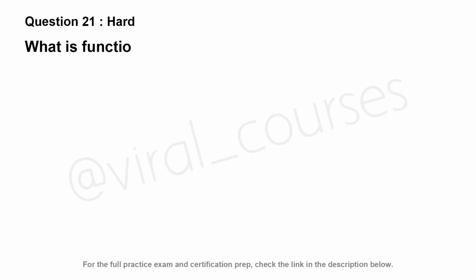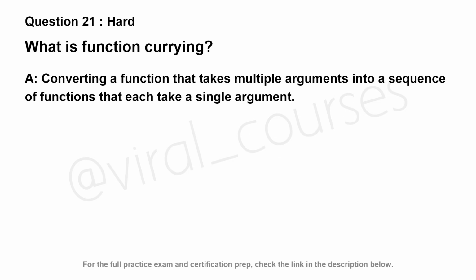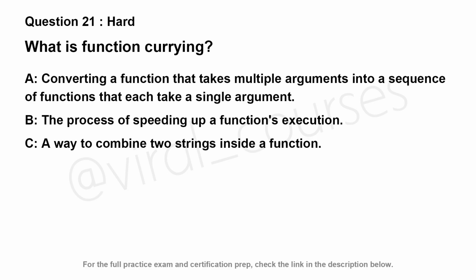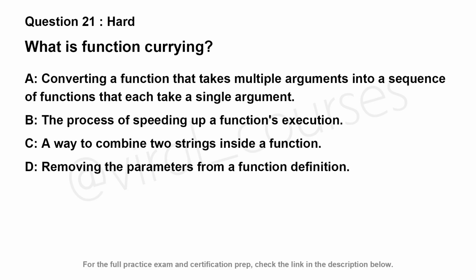What is function currying? Option A. Converting a function that takes multiple arguments into a sequence of functions that each take a single argument. Option B. The process of speeding up a function's execution. Option C. A way to combine two strings inside a function. Option D. Removing the parameters from a function definition.